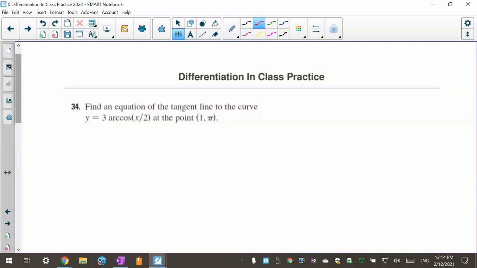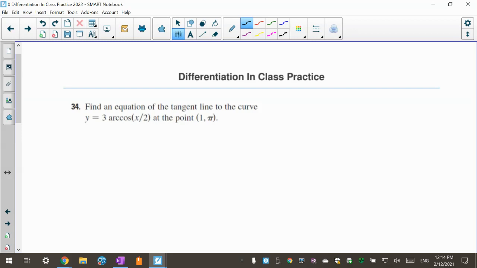This is Calculus 1 in differentiation in class practice, number 24, problem 34. And this is the last one of number 24. And this one says find the equation of the tangent line to the curve y equals 3 arc cosine x divided by 2 at the point (1, pi).